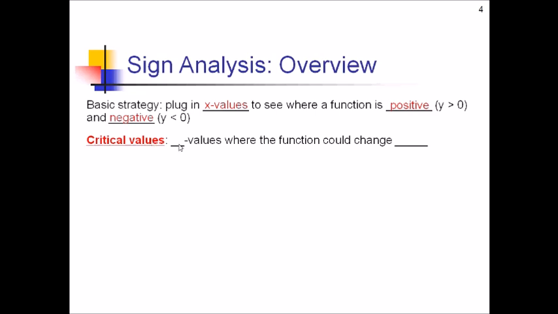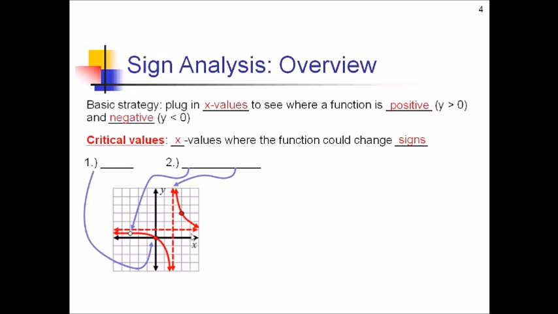Critical values are x values where the function could change signs from positive to negative or vice versa. There are 2 big kinds of critical values we're going to be using. Looking at this graph, one of the ways you can change signs in terms of y values is if you have a root, an x-intercept, a 0. One way to change from positive to negative or vice versa is literally crossing through the x-axis. Another way to do it, if you either had a hole on the x-axis or you have one of these vertical asymptotes where you're flipping from one side to another, if you have any discontinuities, if you skip anything, it's at least possible to change signs.